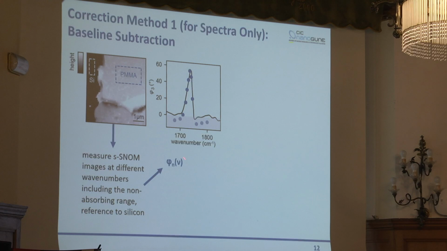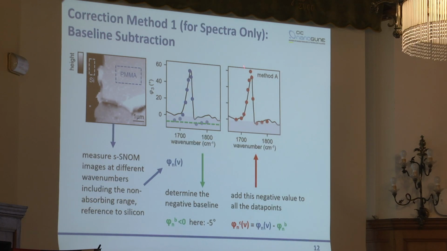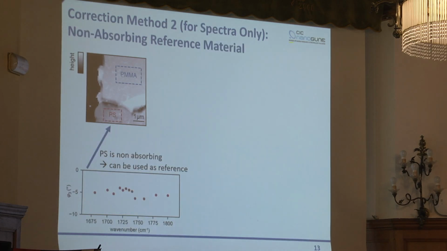And then you extract the phase values from each image, and you get these dots here, where you can see the negative phase. You can then just determine the baseline you have here, which is -5 degrees, and then you can add this 5 degrees to all of your values, and if you do so, you end up with this curve here, which is now nicely fitting to your nano-FTIR spectra and does not have any negative phase values anymore. So this is basically the first method you can do.